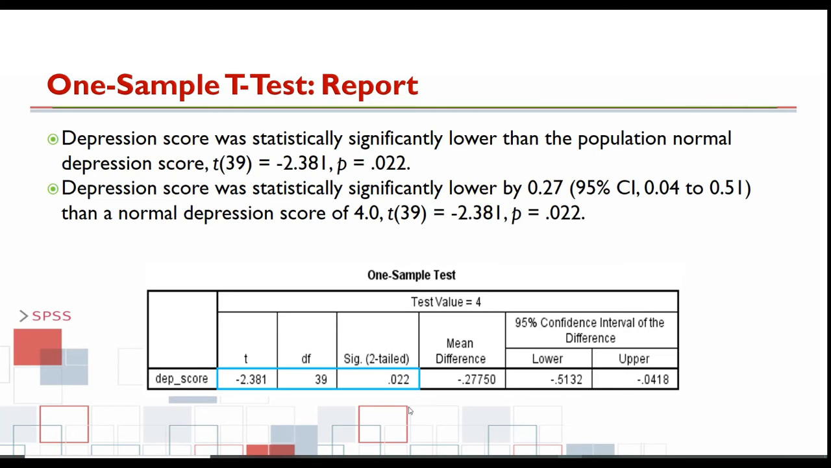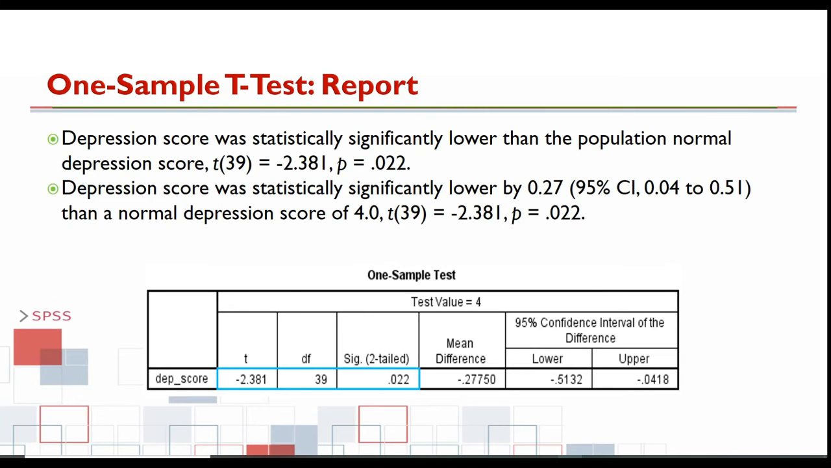So you need to look at this column, which is significant level. If less than 0.05, meaning that your test is significant. If more than that, it's not significant. So in this case, yes, it is significant. Depression score was statistically significantly lower than the population normal depression score. This is how you should report. Don't forget, this is how you should report your one sample t-test.